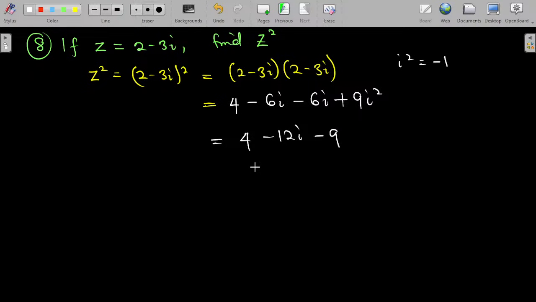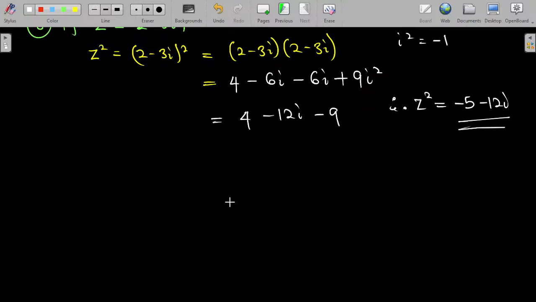And so our z squared, let me write it here. Our z squared is equal to, of course, this is going to be 4 minus 9, which is minus 5, and then minus 12i. And that is our solution. Okay, and that concludes number 8. And straight away we move over to number 9.